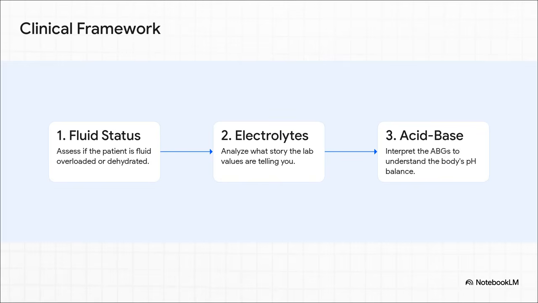So this is it. This is our framework. It's a simple 3-step process. First, we look at the big picture, the fluid status. Is our patient totally overloaded, or are they dry as a bone? Second, we dive into the labs and analyze the electrolytes. What are those numbers telling us? And third, we interpret the ABGs to figure out that all-important acid-base balance. Let's jump right into step 1.